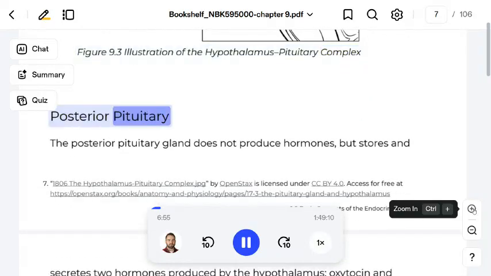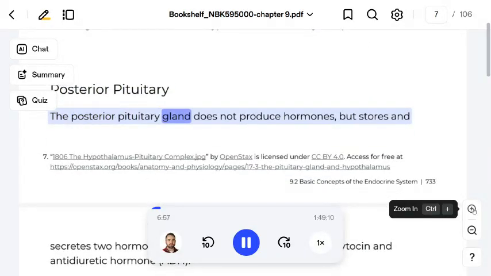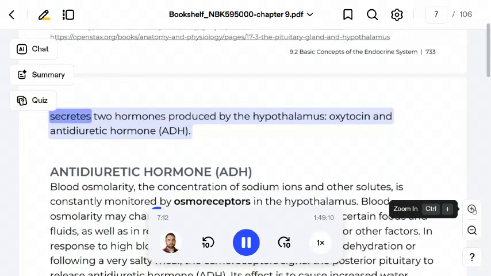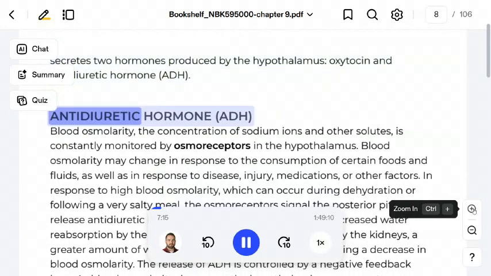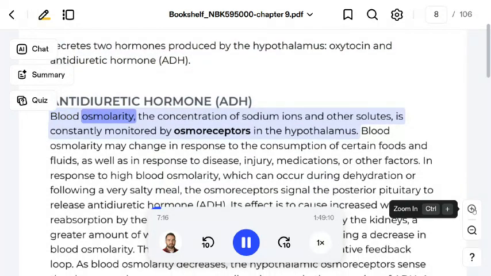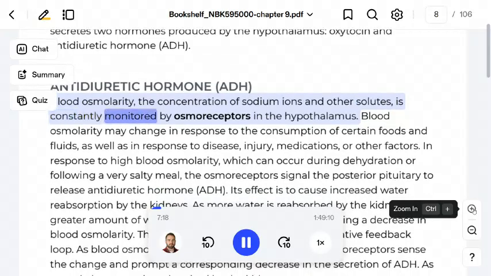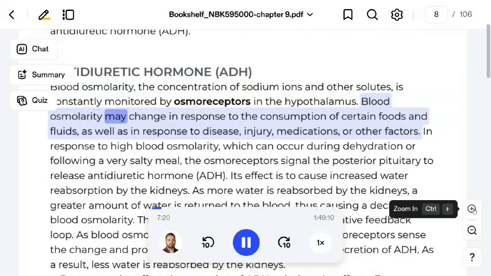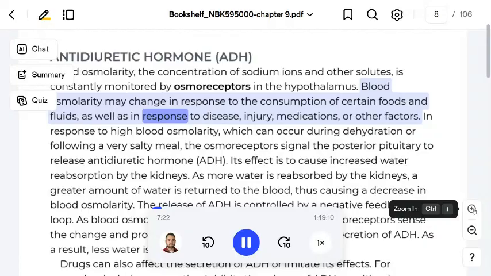Posterior pituitary. The posterior pituitary gland does not produce hormones, but stores and secretes two hormones produced by the hypothalamus: oxytocin and antidiuretic hormone. Antidiuretic hormone. Blood osmolarity. The concentration of sodium ions and other solutes is constantly monitored by osmoreceptors in the hypothalamus. Blood osmolarity may change in response to the consumption of certain foods and fluids, as well as in response to disease, injury, medications, or other factors.